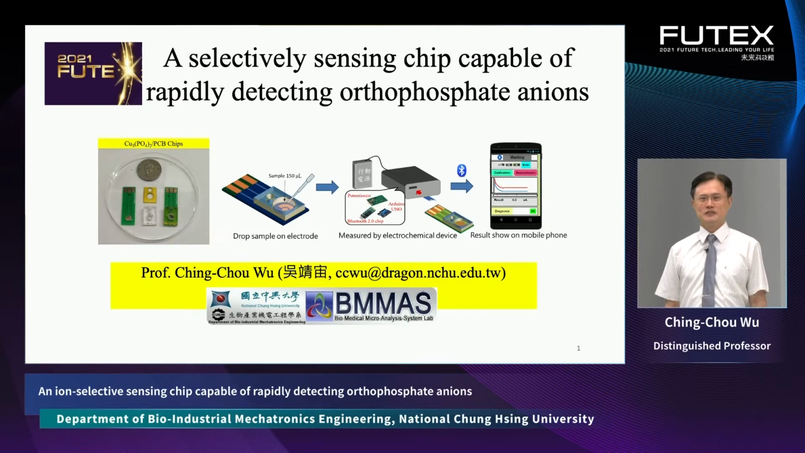These chips are made of copper, and we used our patented technology to transform the copper material into copper phosphate, and use a self-designed ion selective layer to coat the surface to form the selectivity of the chip. And we use a homemade potentiostat for the signal measurement and then transmit the signal to the mobile phone.